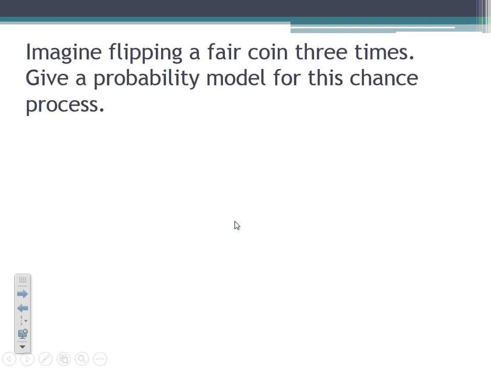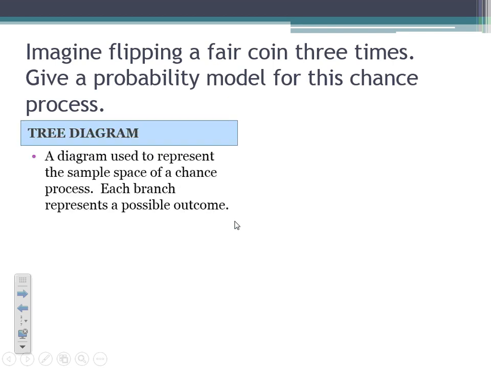Now we're going to use this example problem to illustrate an important concept that we utilize oftentimes in probability models, and that's what's known as a tree diagram. A tree diagram is simply a diagram that's used to represent the sample space of a chance process, where each branch represents a possible outcome. We'll go back and talk about that phrase sample space in just a moment, but let's go ahead and draw a tree diagram out for this setting.